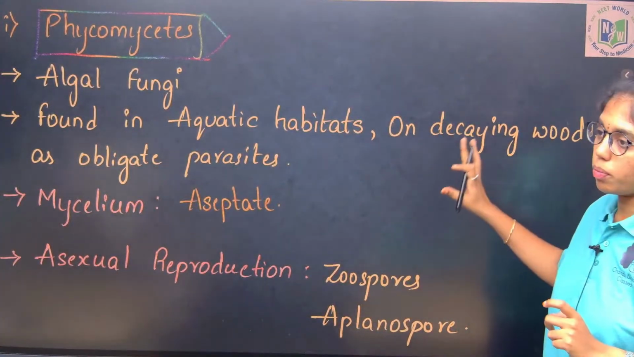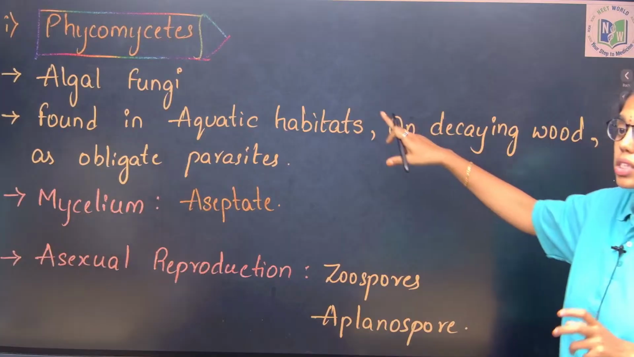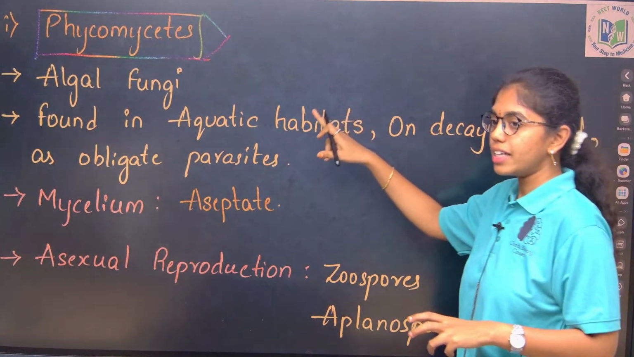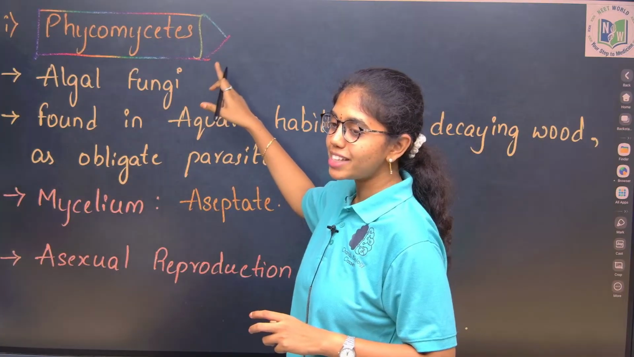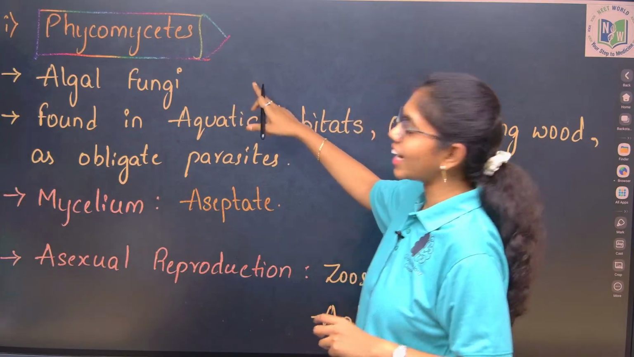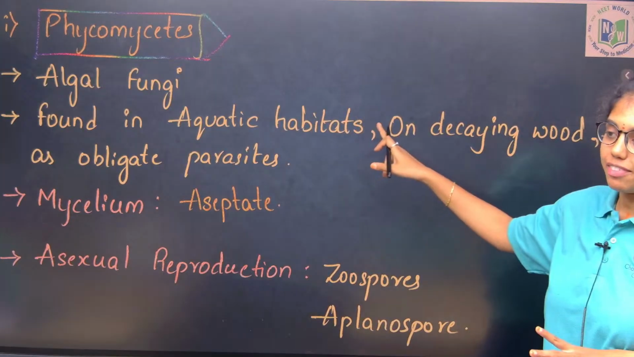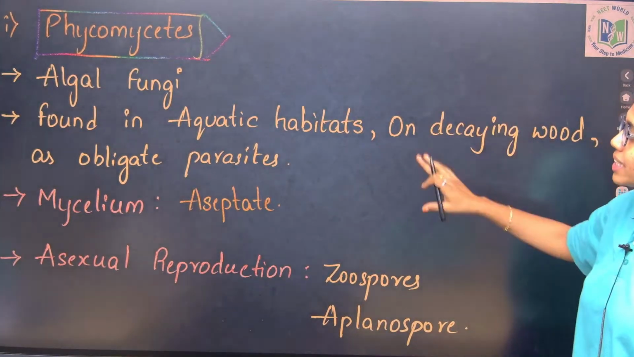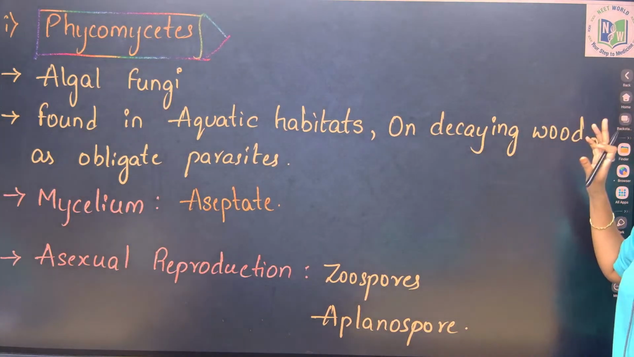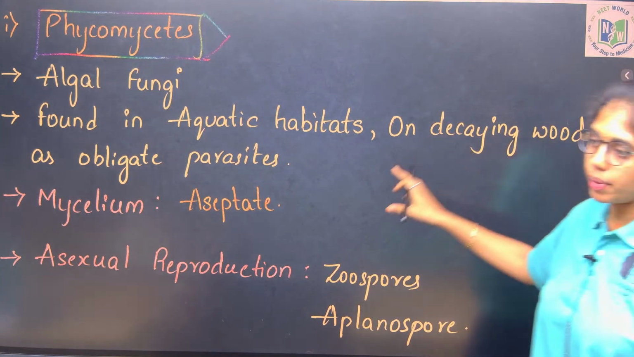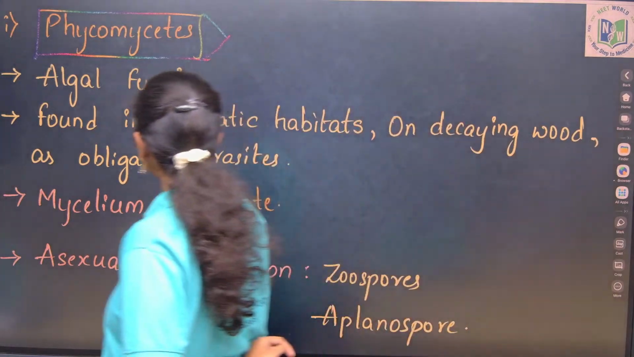First is Phycomycetes. Phycomycetes is the primitive form of fungi. This is also called algal fungi. These are found in aquatic habitats, on decaying wood, and as obligate parasites. Okay. Mycelium is what?